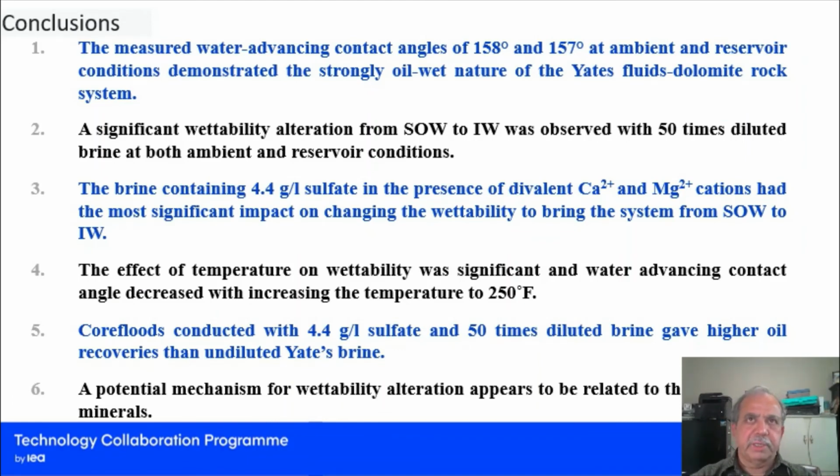The measured water advancing contact angles, 158 and 157, were very reproducible at reservoir conditions. The H reservoir indicates very clearly the strongly oil wet nature of this formation. Significant wettability alteration from strongly oil wet to intermediate wet was observed with 50 times diluted brine at both ambient and reservoir conditions. So brine containing 4.4 gram per liter sulfate in the presence of calcium and magnesium cations has the most significant impact on changing the wettability, bringing the system from strongly oil wet to intermediate wet. That was a new finding for us.